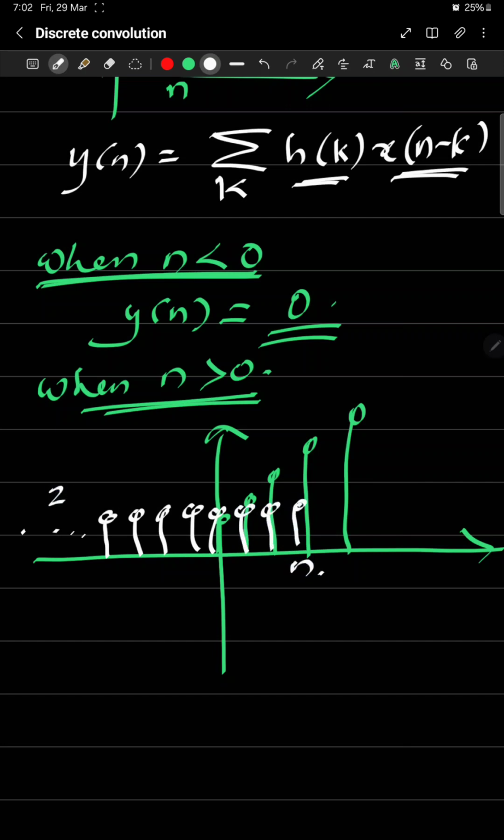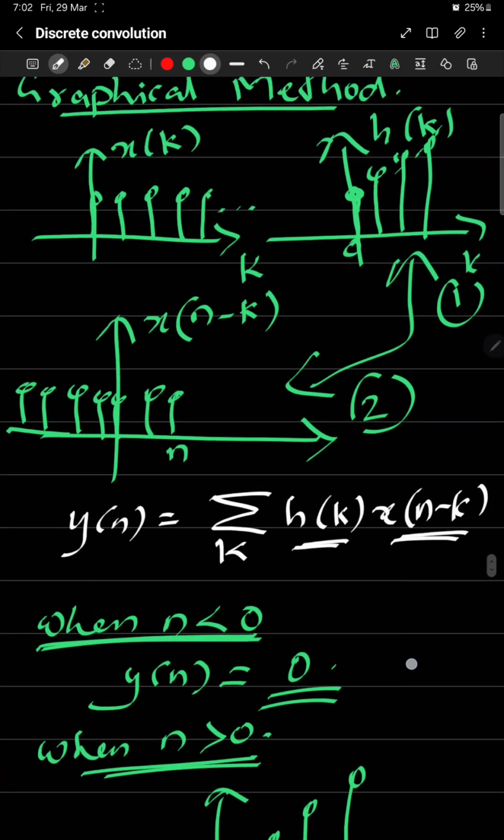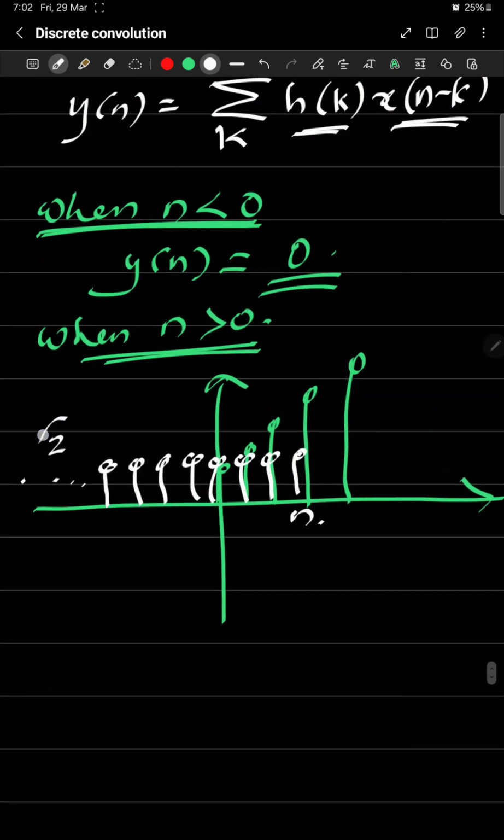So this is, we have marked it as 1. So this is 2 and the green colored signal is 1. Now what will be the product? So here you can say that in this region it vanishes. So the common region is from 0 to n. Okay, after that also, since second signal is there, your product will be 0.